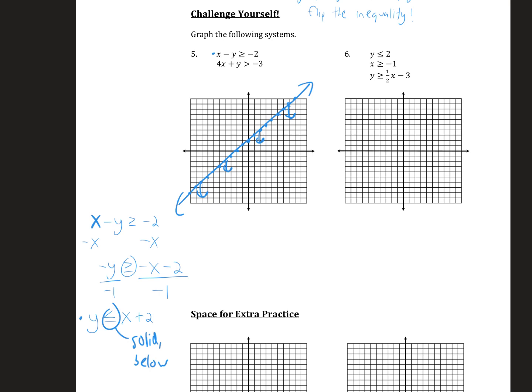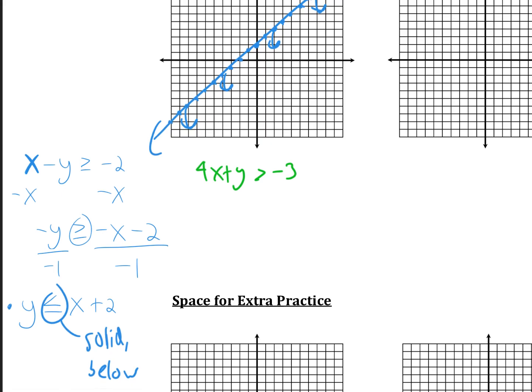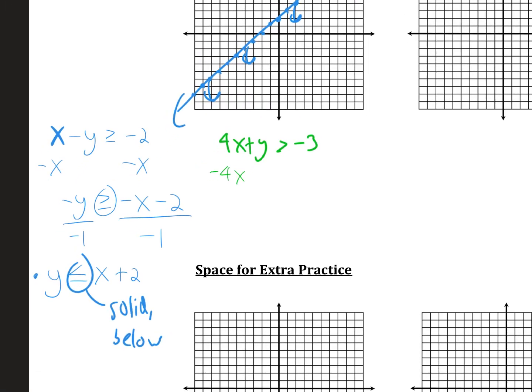Okay. All right, other one over here, we have 4x plus y is greater than negative 3. Gotta get y by itself. How do we do that? Subtract 4x. Get y is greater than negative 4x minus 3. Do we need to flip it or no? We do not, because we did not multiply or divide by a negative. This is going to be a dashed line and above.